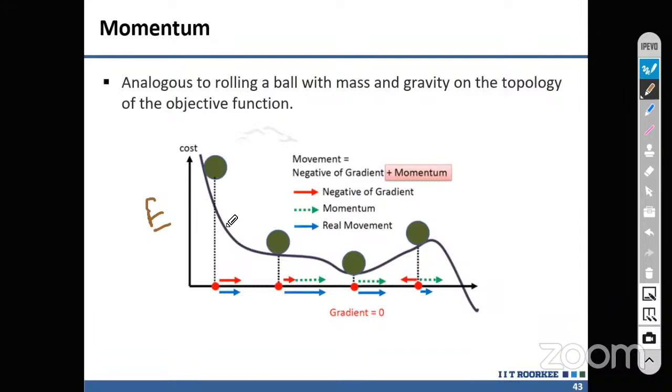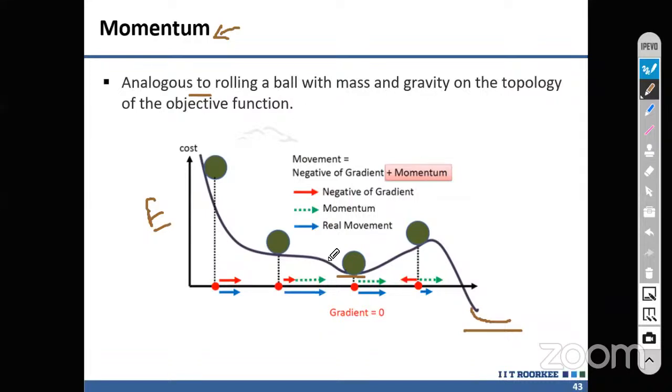Sometimes the error reaches a local minimum, and it may get stuck, while the global minimum may be elsewhere. If you are using stochastic gradient descent or gradient descent, this kind of problem may occur. But with momentum, the idea is analogous to rolling a ball with mass and gravity on the topology of the objective function.